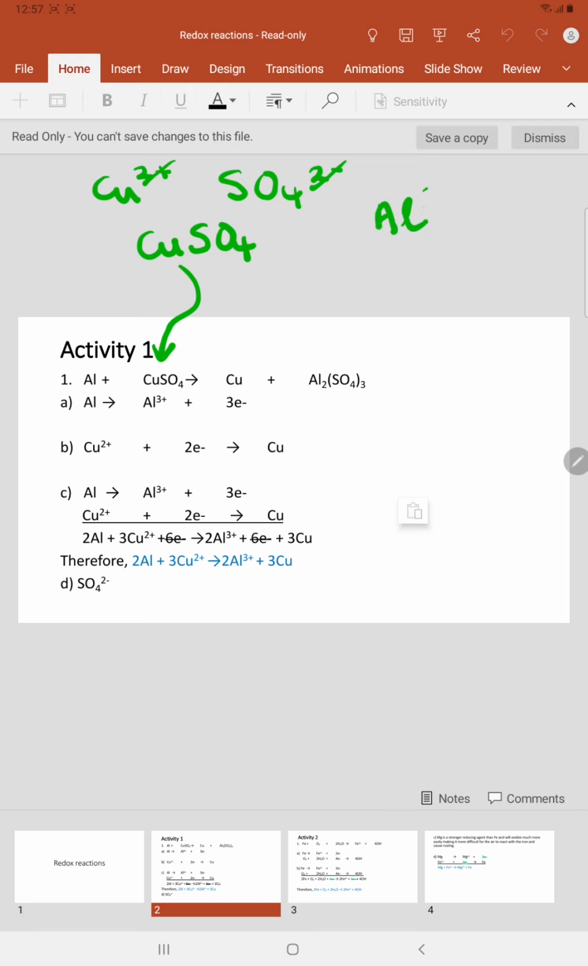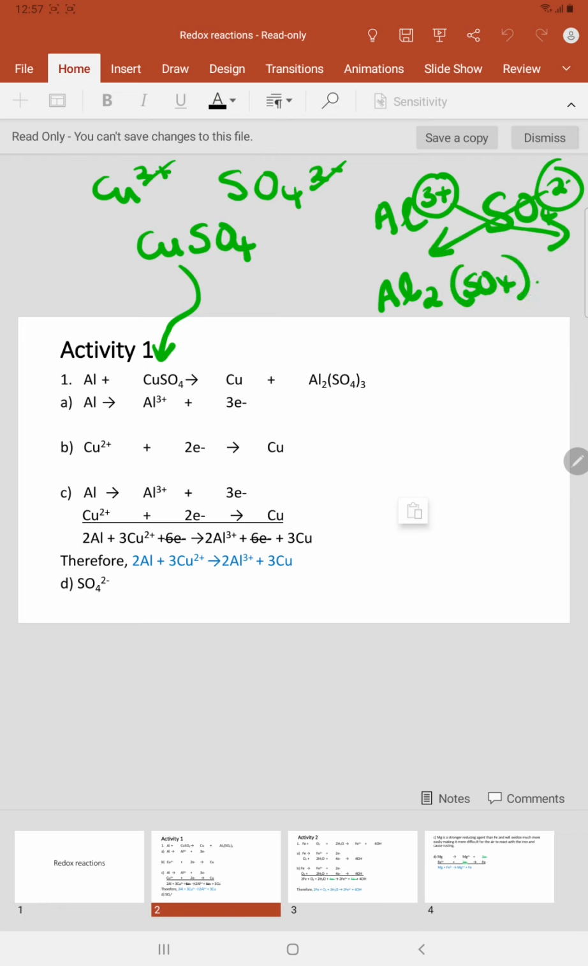Aluminium is a group 3 metal with a charge of 3+. Sulfate is an ion with a charge of 2-. Since the charges are not the same, we swap them. Therefore, the compound that forms is Al2(SO4)3, as shown below.